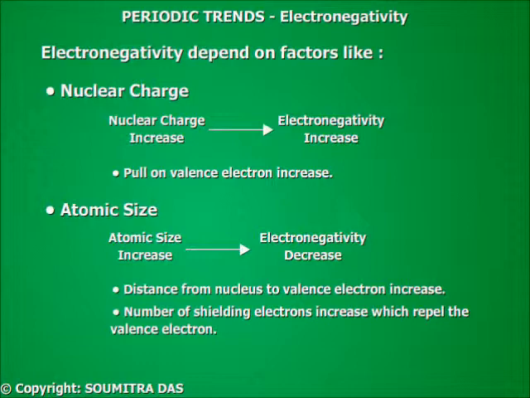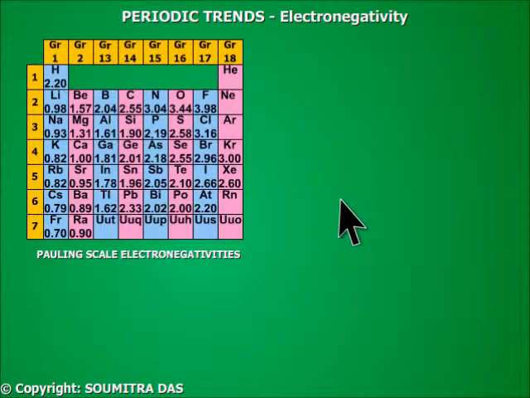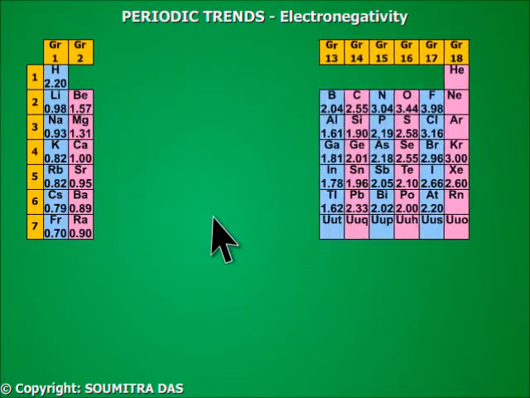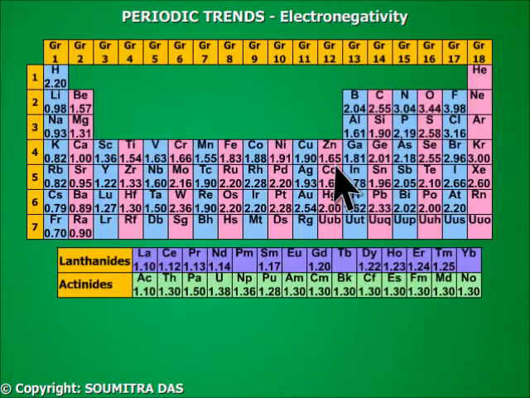Periodic trends of the elements are shown here. All the electronegativities are given in the Pauling scale. It increases across the period due to increase in nuclear charge and decreases down the group due to increase in atomic size. Not so here in groups 13 and 14. This is due to d-block contraction.